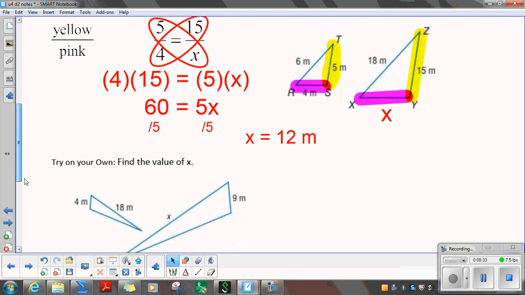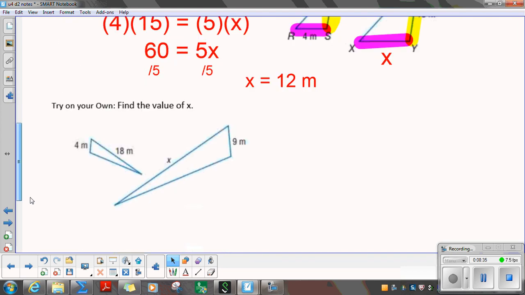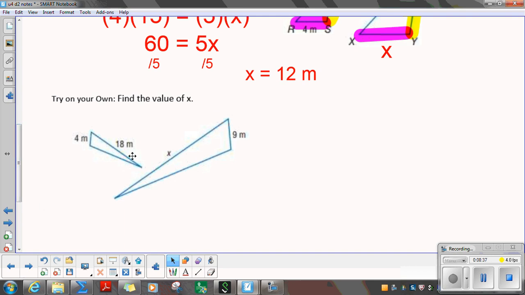So you guys are going to do the same thing here. You can use colors if you want. You can just go ahead and shade over the lines that you're comparing. Okay? So figure out a way that you're going to compare it and then write it out that way. Alright, and we'll go over this next class.